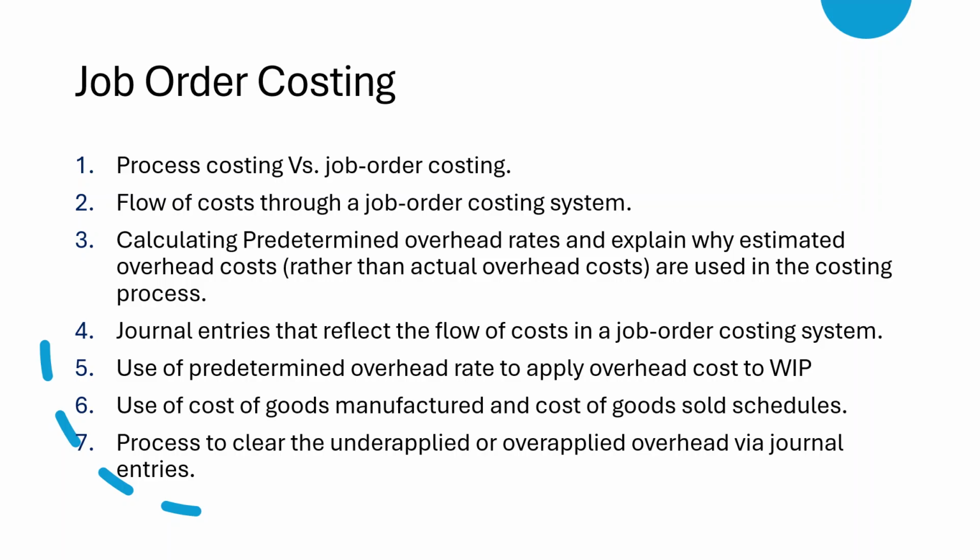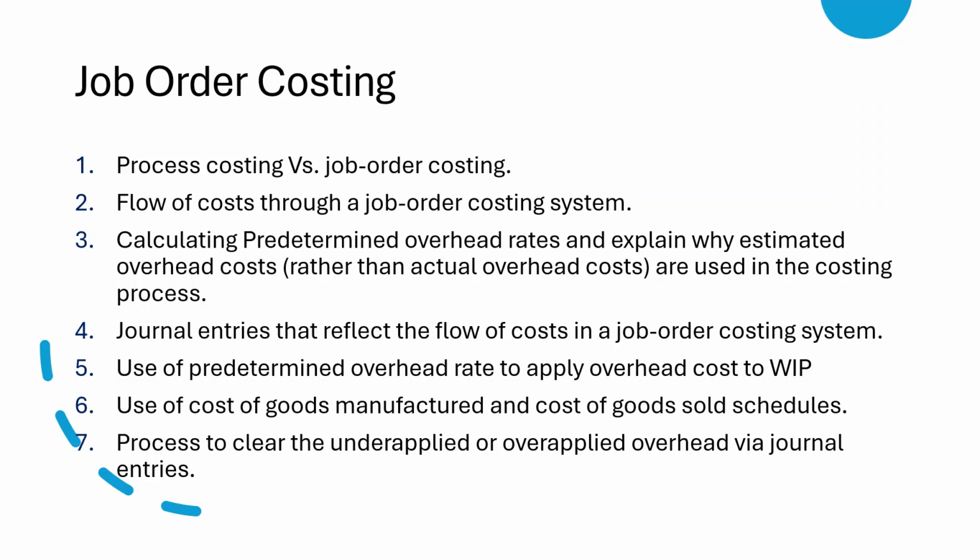Next, we're going to talk about the flow of cost through job order costing. Job order costing is an important topic because a lot of businesses out there use it. From this learning objective, you will understand how the cost is allocated between the different jobs the company works on at the same time.